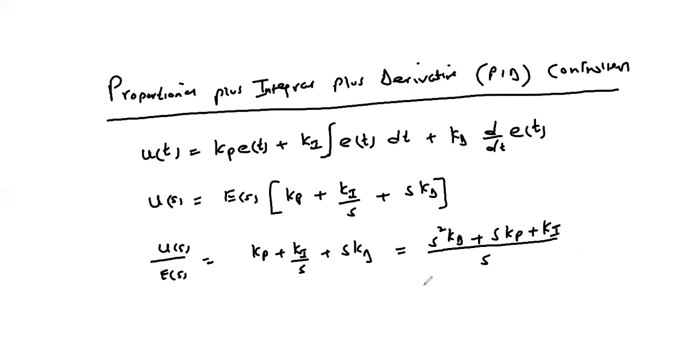From this, it's good to notice that the controller is going to add two zeros to the system, and is also going to add a pole at the origin. Because the numerator is a second order polynomial in s, it means the addition of two zeros, and the denominator is s, which means the introduction of a pole at the origin of the s-plane.